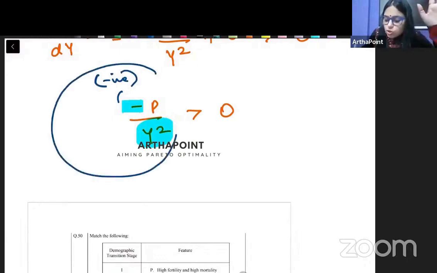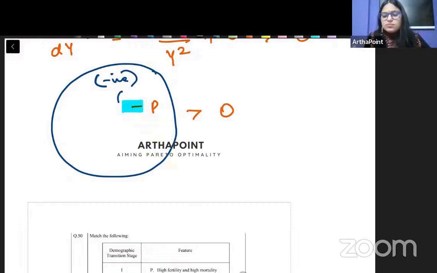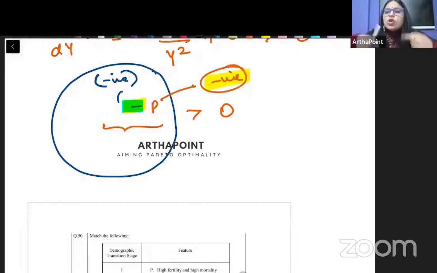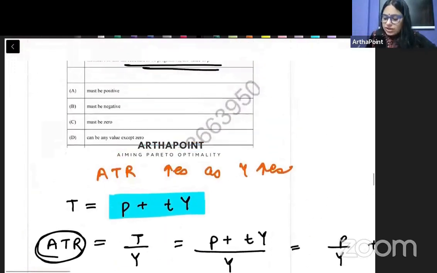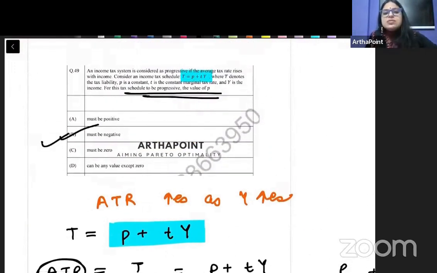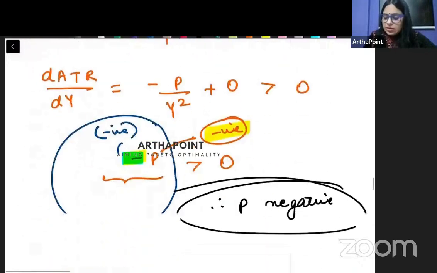If I want this thing to be positive, तो मुझे न्यूमरेटर को पॉजिटिव करना पड़ेगा. डिनोमिनेटर इज इनकम, इनकम इज पॉजिटिव. ये तो पॉजिटिव ही है. So when will minus P be positive? When P will be negative. क्योंकि नेगेटिव इनटू नेगेटिव ही तो पॉजिटिव हो सकते हैं. Negative into negative is positive. So if I want this thing to be positive, I want that P should be negative. So I want P to be negative. Right. So the correct answer to this question should be, it must be negative. Right, beta? Come to the next question.